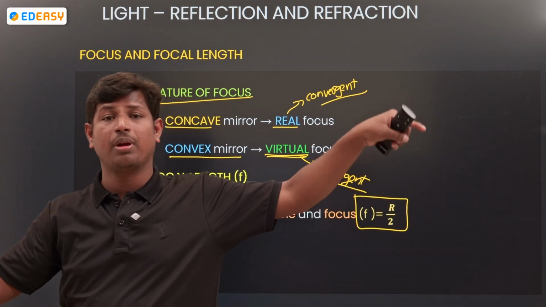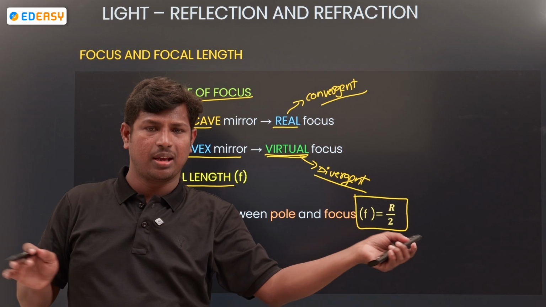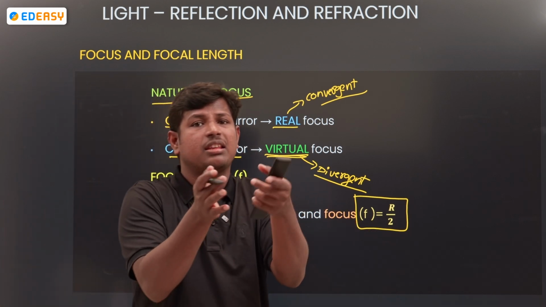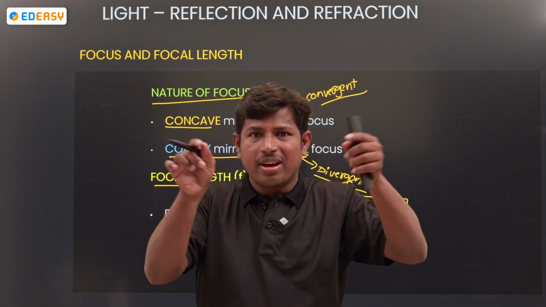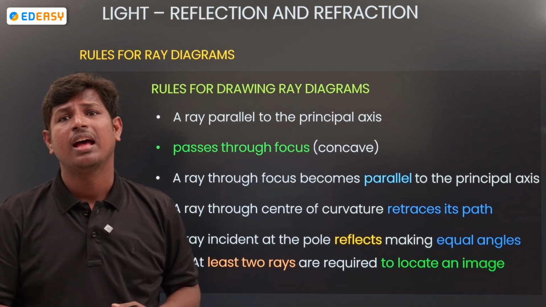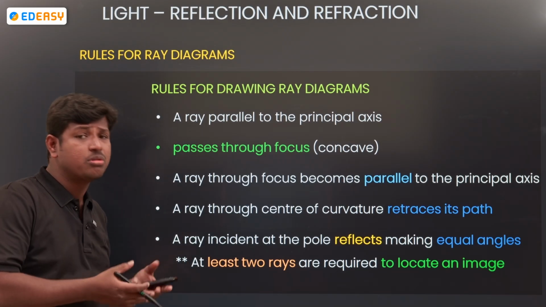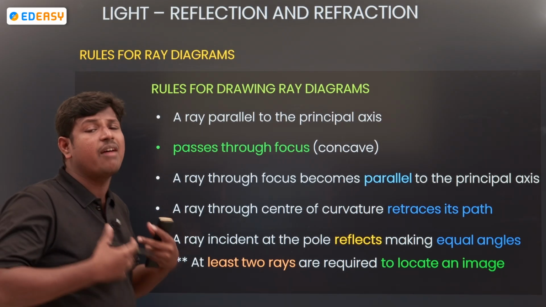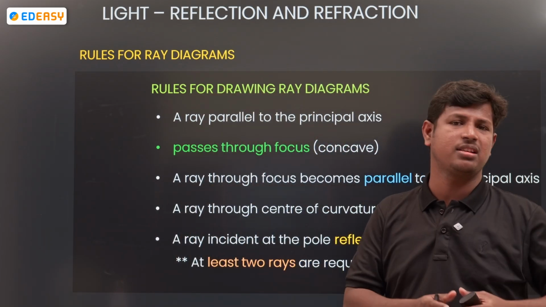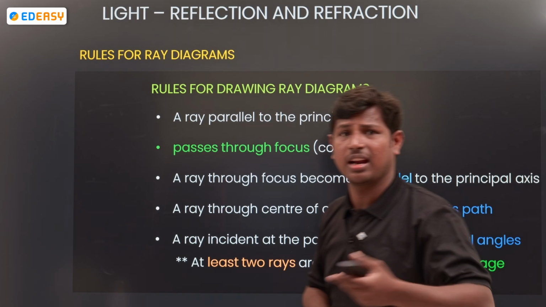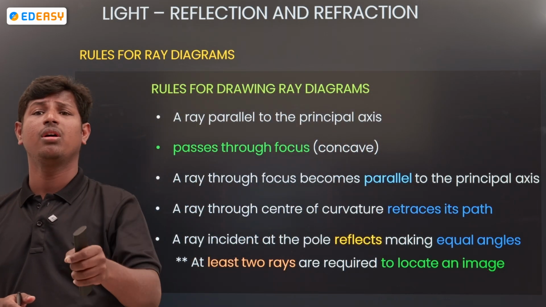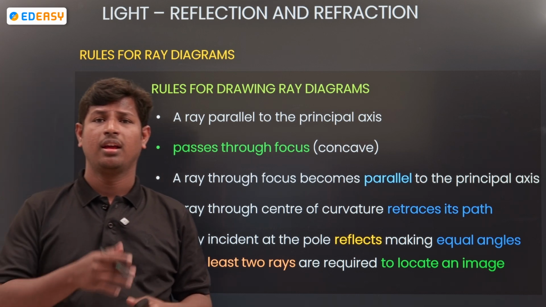Real means the rays really meet at that point because of converging. Virtual means they do not meet at that point; it is a divergent set of rays. Clear? Next, if you want to draw the ray diagram, we have to follow some rules. It's not by our own way to draw the ray diagrams. We have to follow some rules and regulations to draw them. So what are the rules we have to follow?